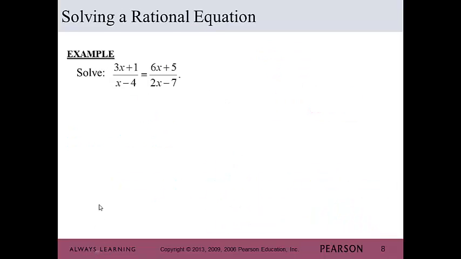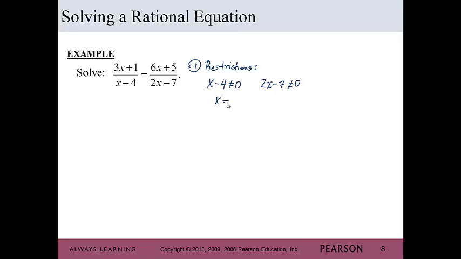All right, another example for us to work on. So now we have 3x plus 1 divided by x minus 4 equals 6x plus 5 divided by 2x minus 7. So the first thing we're going to do is set the denominators not equal to 0, and we're going to find all of our restrictions. So we have x minus 4 does not equal 0. And we're also going to say 2x minus 7 does not equal 0.